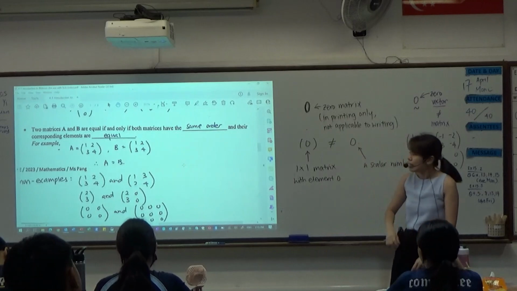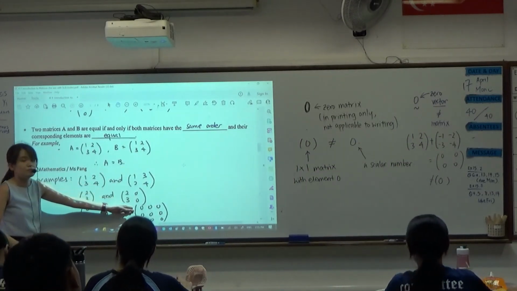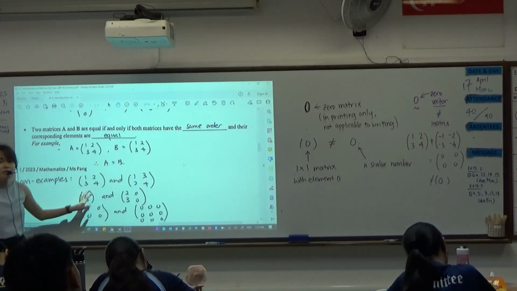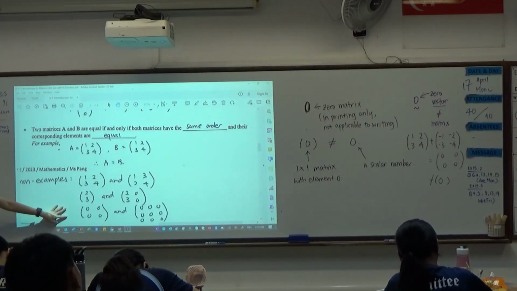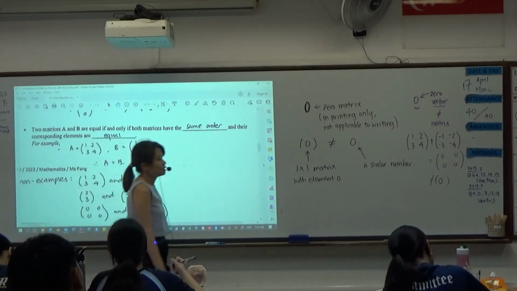Likewise, 2, 3 and 2, 3, 0, 0 are actually not equal matrices, because the orders are different. As mentioned earlier, while they are both zero matrices, the orders are different.